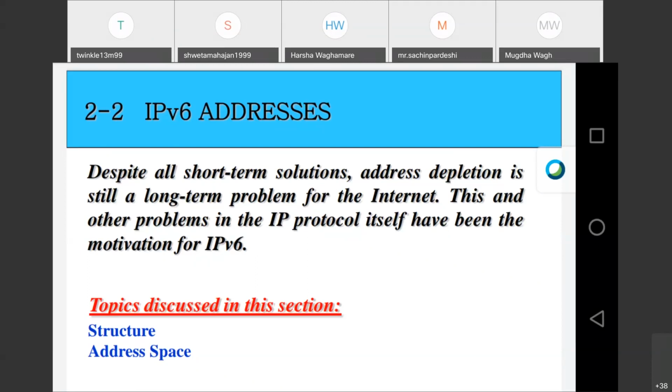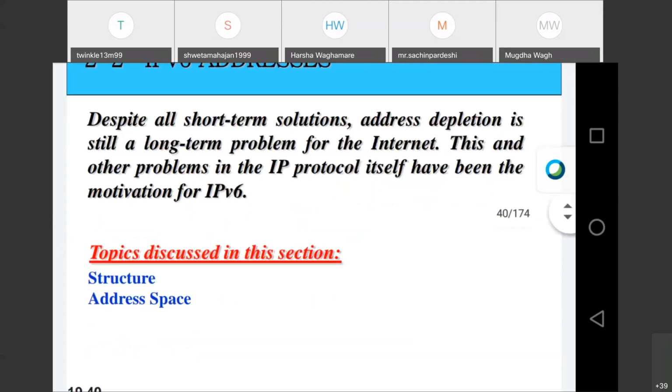So we've seen different solutions like network address translation, subnetting, and supernetting. Despite these different short-term solutions, address depletion is still a long-term problem for the internet. So the solution is IPv6 addressing.